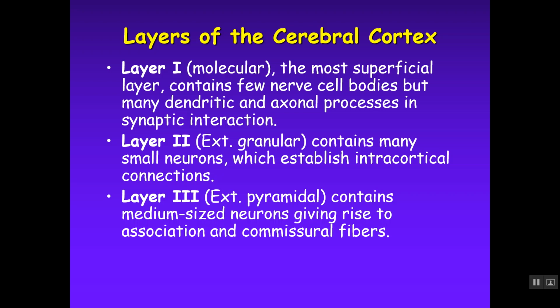Layer 2 is called the external granular layer. It contains mainly smaller neurons, which establish intracortical connections. So connections within that little, this is where a lot of your short association axons are coming from, intracortical connections. Layer 3 is the extrapyramidal layer. It contains medium-sized neurons that give rise to your association and commissural fibers. So these are the longer fibers that are going to go from one side of your cerebrum to the other, or they're going to go to larger, more distant regions within one hemisphere. So that's where layer 3 gives rise to those cell bodies that give rise to those axons.